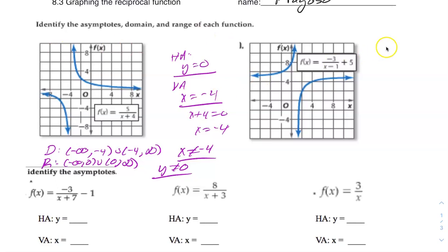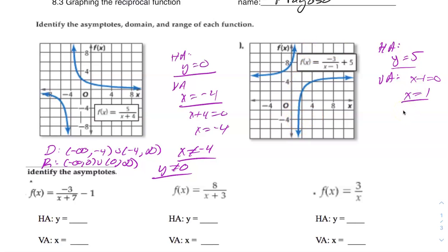So let's do the same thing here. On this one, I'm going to go a little faster. My horizontal asymptote, well, remember the horizontal asymptote is the vertical shift, so 5. And you double check right here. Look at the graph, it's about at 5. So y equals 5. The vertical asymptote, you set the denominator equal to 0, so x minus 1 equals 0, x equals 1. Double check: can you not cross that one? That's what it looks like. It's a funky graph, but it looks like that makes sense.